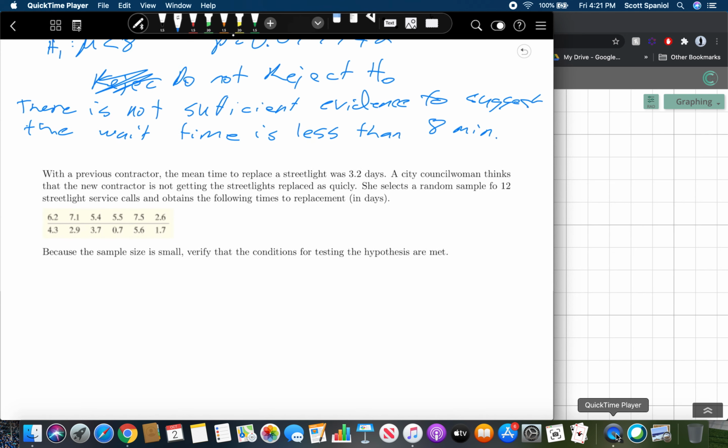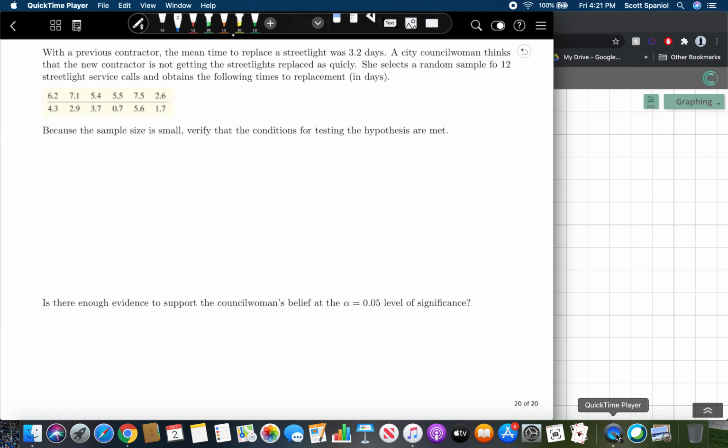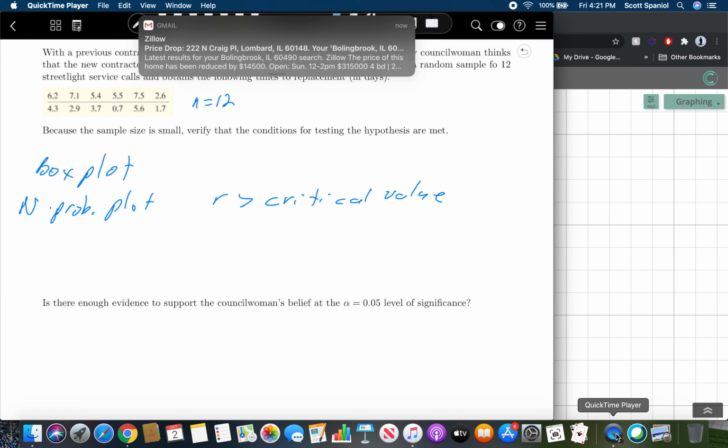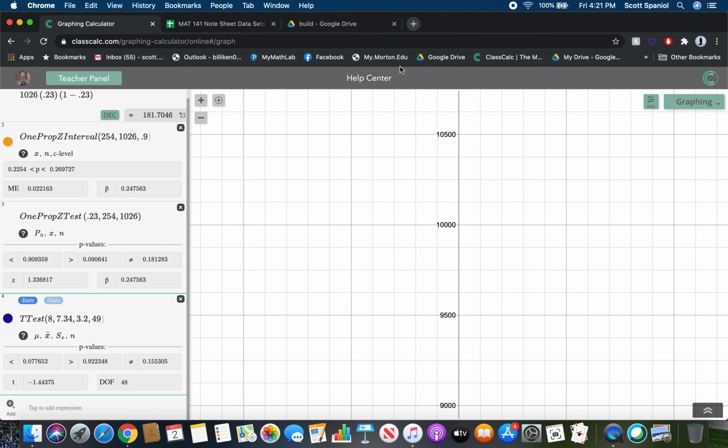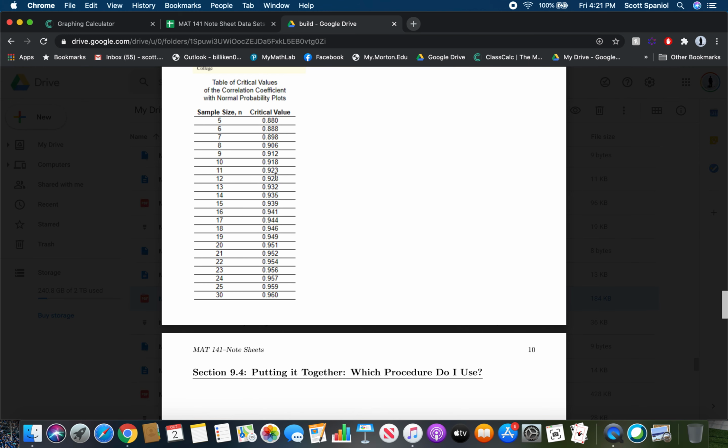Okay, and last but not least is this problem that's similar to one of the ones we did before. So it's a small sample. In this case, we only have 12 samples, so we need to check the box plot and the normal probability plot to make sure R is greater than the critical value. So we can go ahead and go into our Chapter 9 notes and get the critical value. Once again, on the homework, they'll give this to you. But for 12, our critical value is 0.928. So we need our R value to be bigger than that.